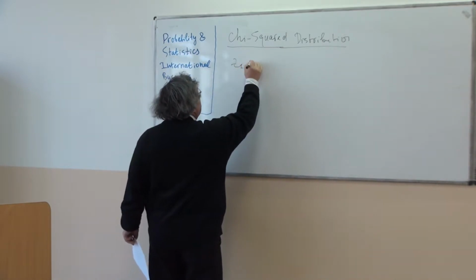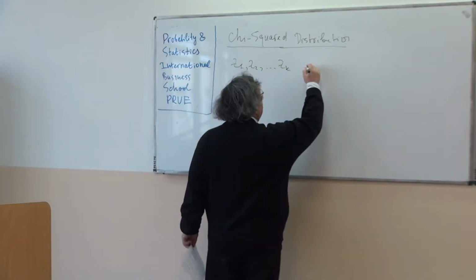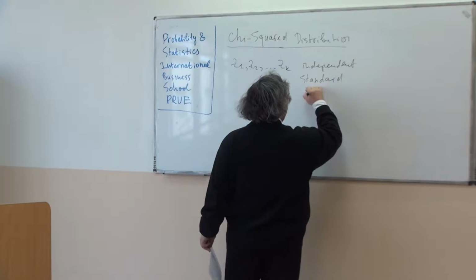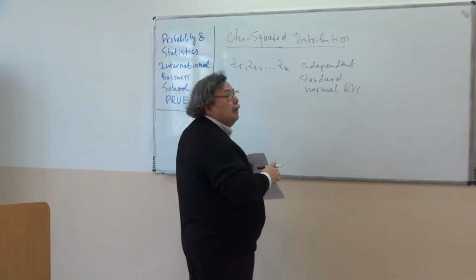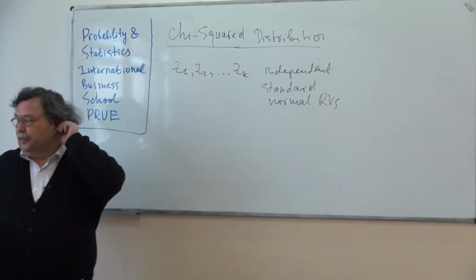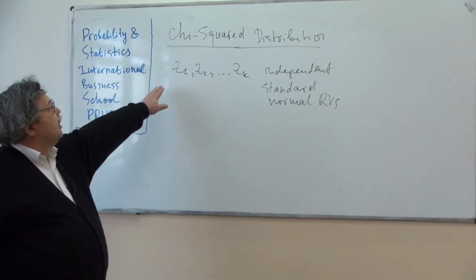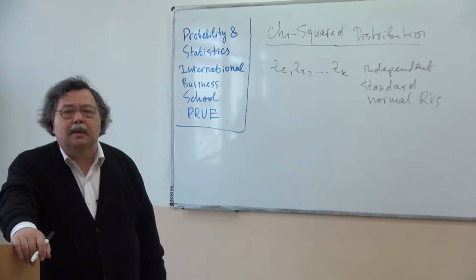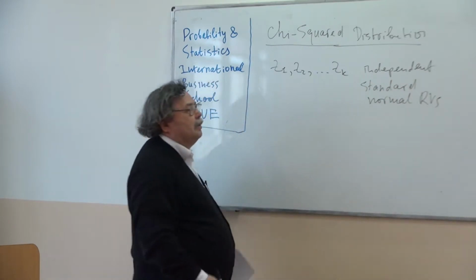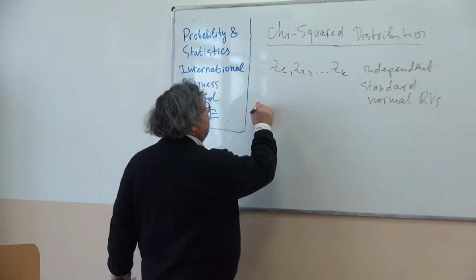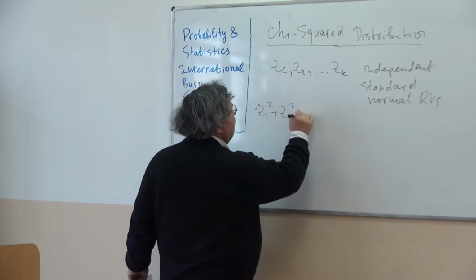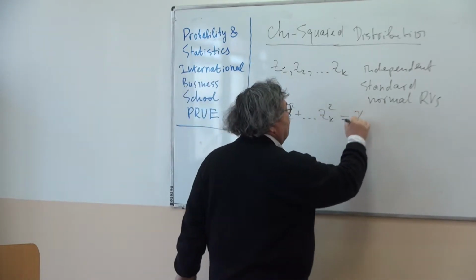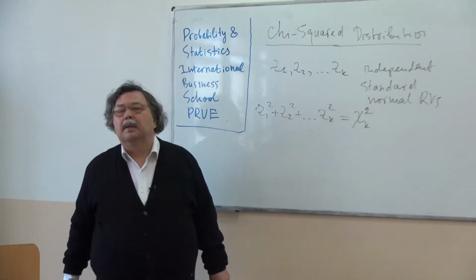So suppose Z1, Z2, up to Zk are independent standard normal random variables. Last time I used a different notation for this, x1, x2, but I'm going to need it for some other purpose, so let's change the notation here. Z1, Z2 up to Zk are independent and identically distributed, specifically, distributed according to the standard normal law. Well, then the sum of the respective squares, Z1 squared plus Z2 squared and so on, is by definition called the distribution chi-squared with k degrees of freedom.